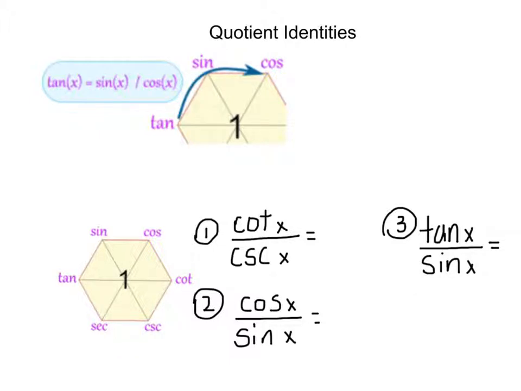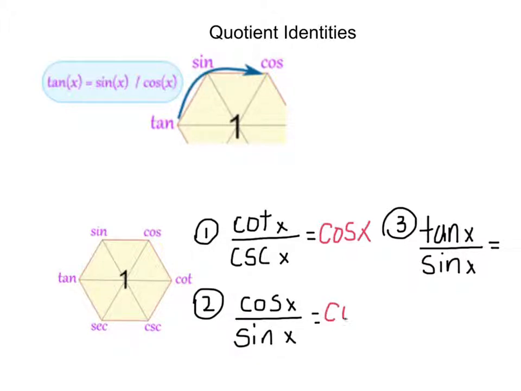Okay, let's look at these examples. We have cotangent divided by cosecant. The answer comes before, so think 1 step forward, 2 steps back. So that answer would be cosine. Next we have cosine divided by sine. Cosine is 1 step forward, 2 steps back. Cotangent is the answer to that one.